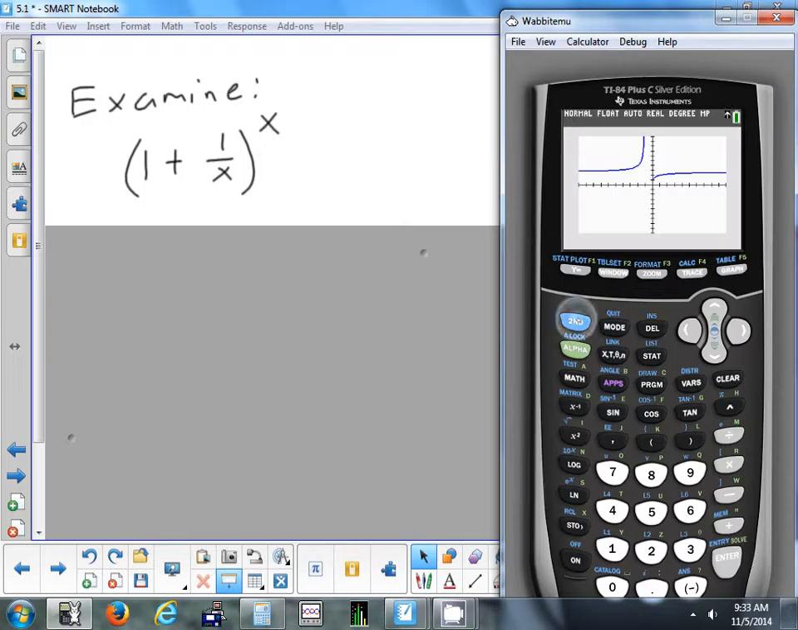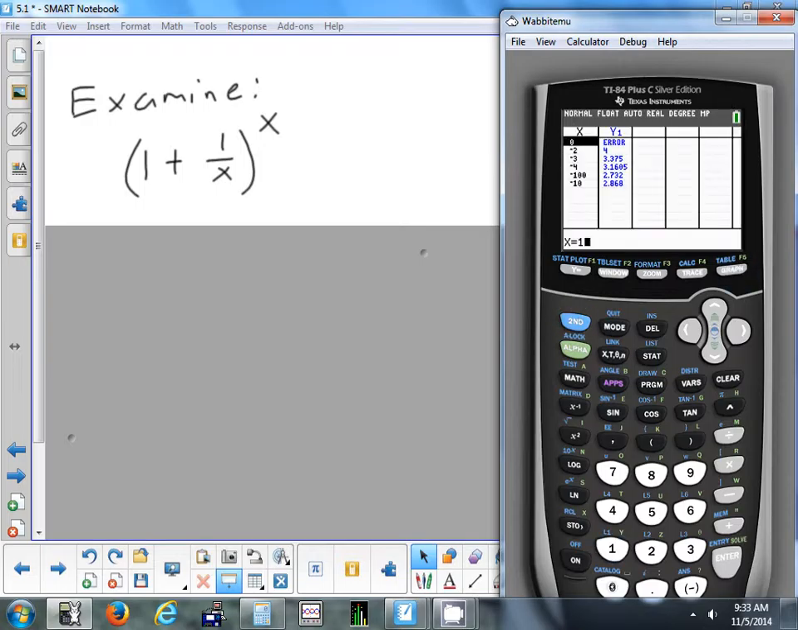Okay, left and right. Go to your table, type in 10. You get about 2.59. Okay, you try a couple hundred, you get 2.71. Let's try 5,000. Okay, 2.718. Let's go to 50,000. 2.7183. It didn't change that much. If you go negative 50,000, pretty close, 2.7183.